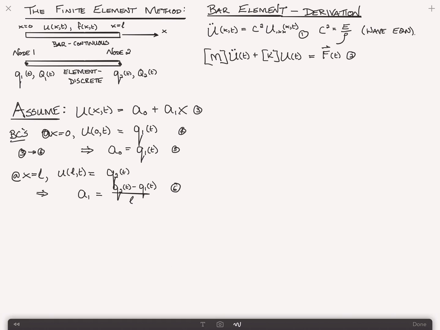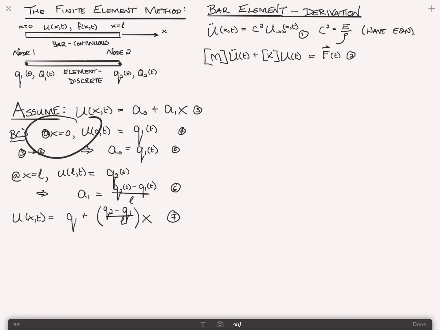Okay. Therefore, from equation 3, I can write u of x and t is equal to q1 plus q2 minus q1 divided by L times x. So what did I do? I assumed a linear displacement field such that I could satisfy two boundary conditions, and by doing that I can solve for constants A0 and A1.